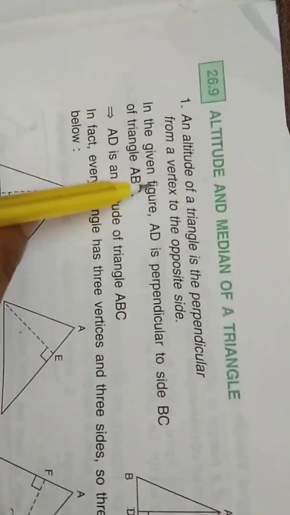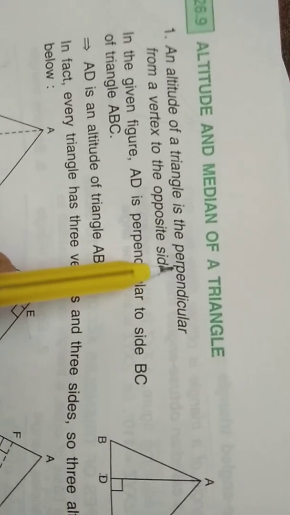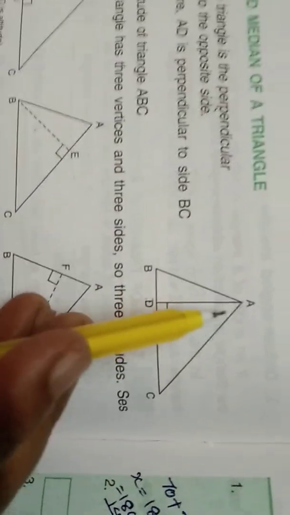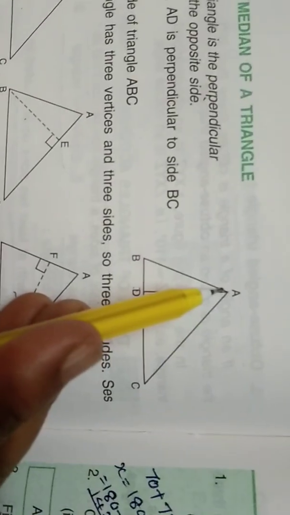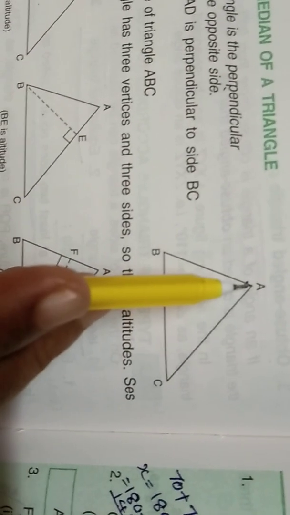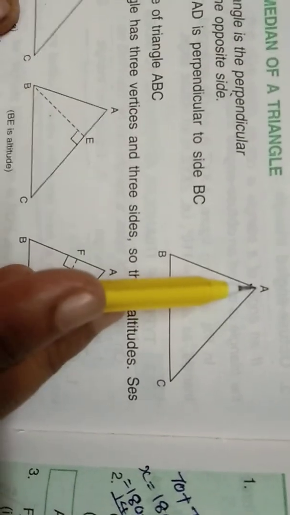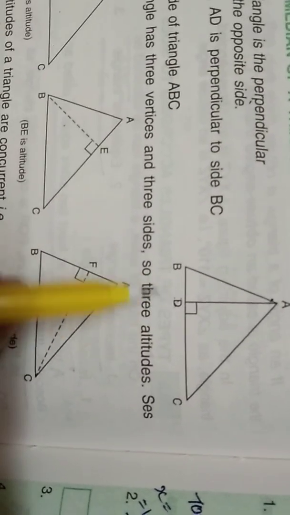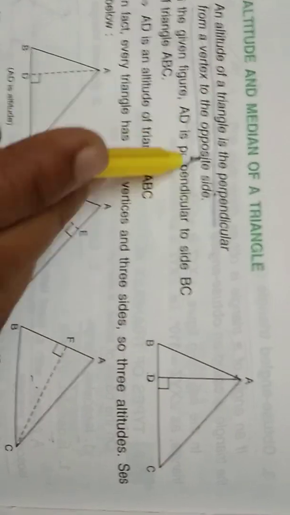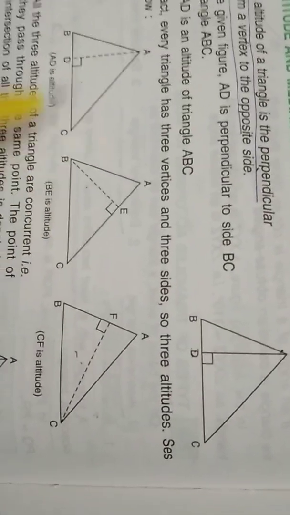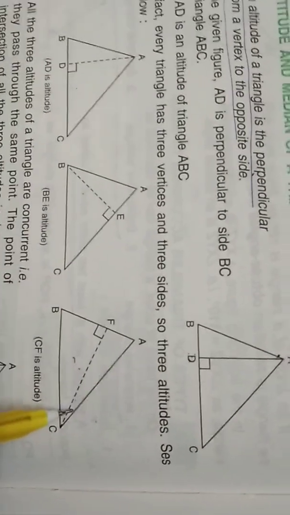One more point: altitude and median of a triangle. What is altitude? Altitude means, in a triangle, the perpendicular drawn from a vertex to the opposite side. Once more, the perpendicular drawn from a vertex to the opposite side, that is 90 degrees, is known as an altitude. And we can draw three altitudes for a triangle, that means one for each vertex.